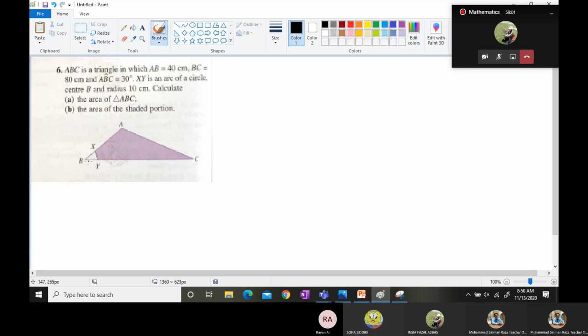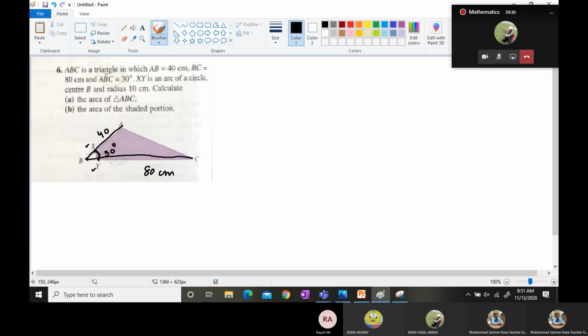Whatever is mentioned, I am going to write it over here. It says AB is 40, and now they say BC is 80, and I'm going to write like this. And at ABC over here, this angle is 30 degrees, and that has been mentioned. And they have said that XY is basically an arc of the circle.